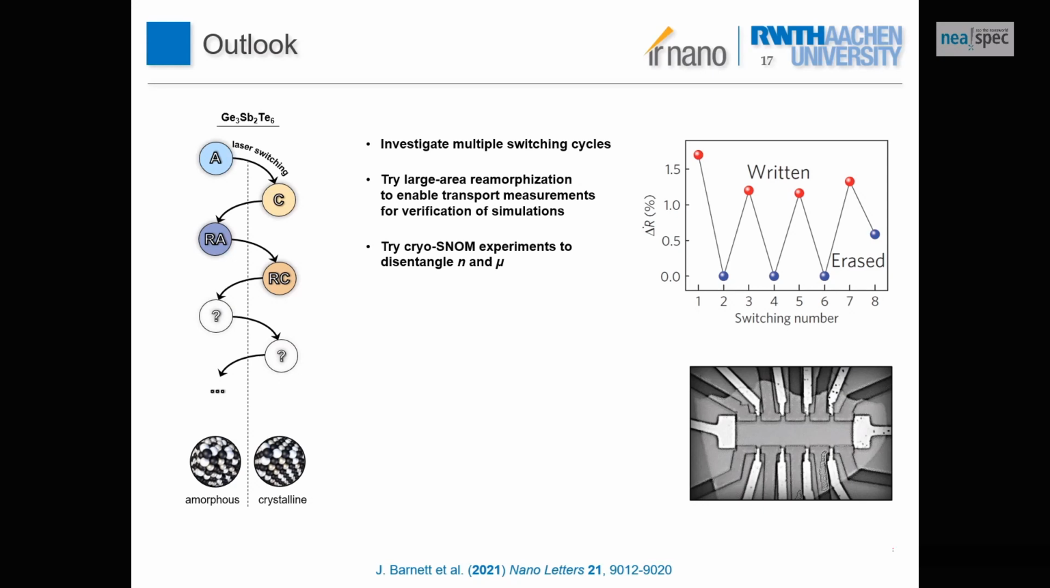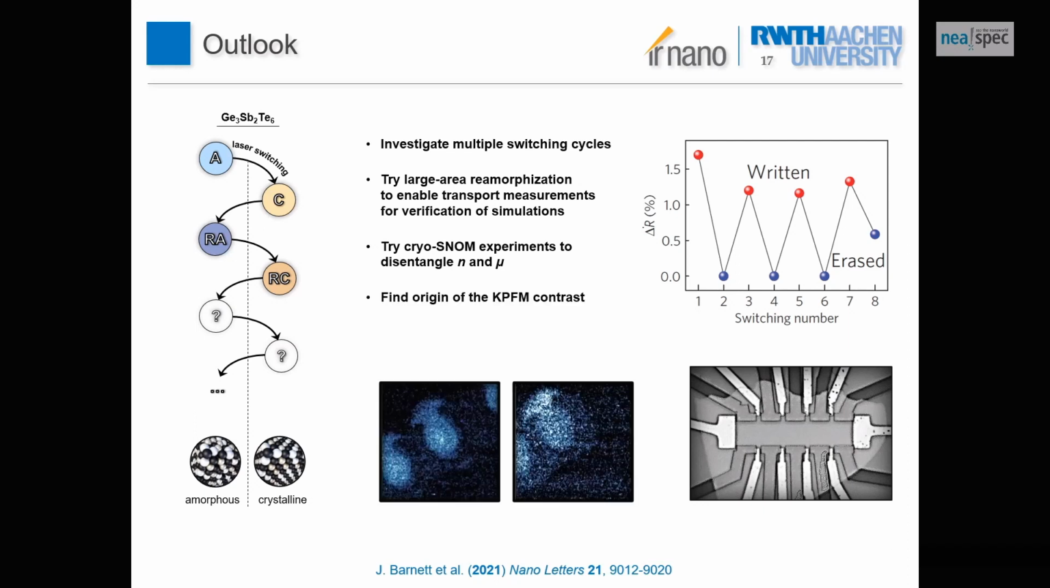Someone could try cryo-SNOM experiments on this to see if the mobility changes, the damping changes. Maybe we can separate this mobility and charge carrier concentration influence. We are going to look at the KPFM origin in more detail because it is unclear yet where this change during the melt quenching comes from, and then extend this to other PCMs such as indium antimony telluride, which Konstantin will probably talk about.